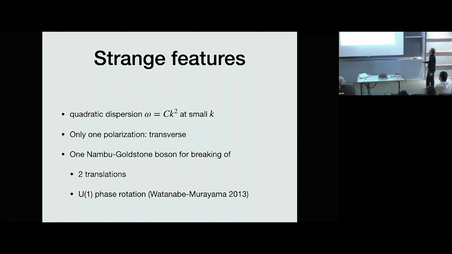And another feature is that it is one Nambu-Goldstone boson shared by several broken symmetries. A lattice breaks two translational symmetries along the x and the y directions. And we also have the breaking of the U(1) phase of the condensate. That's because we start our system from a superfluid. These three spontaneously broken symmetries share one Nambu-Goldstone boson. That's a feature that was considered and explained first by Watanabe and Murayama.